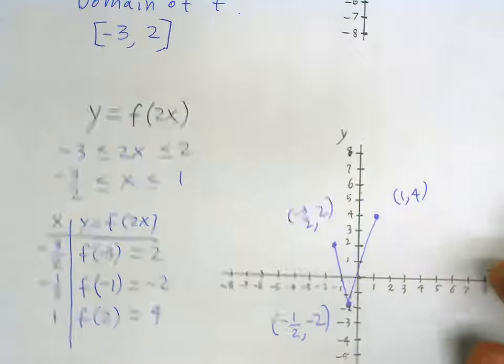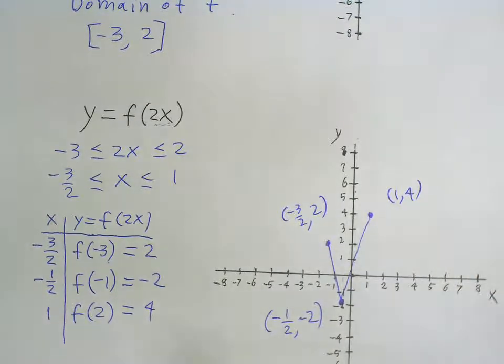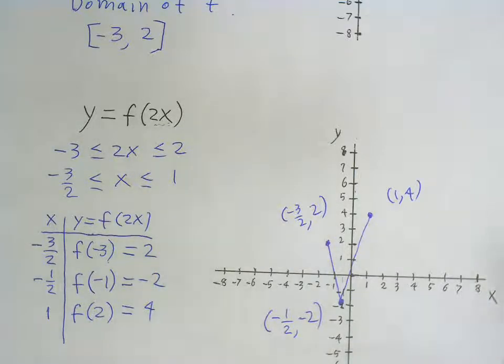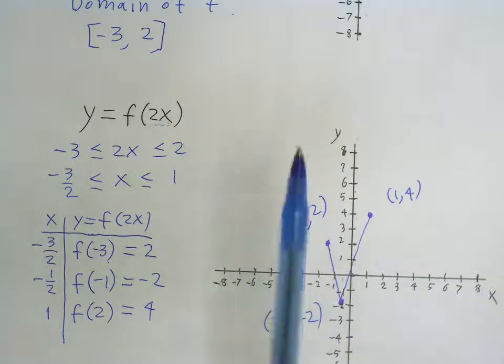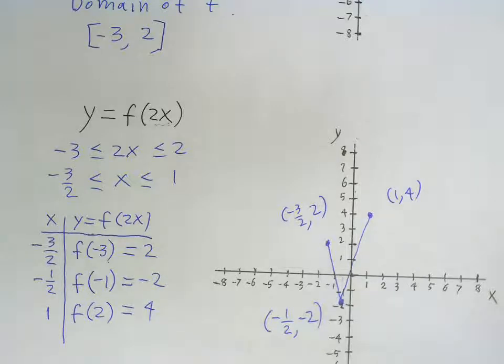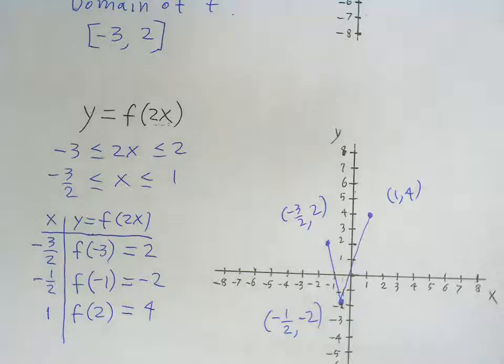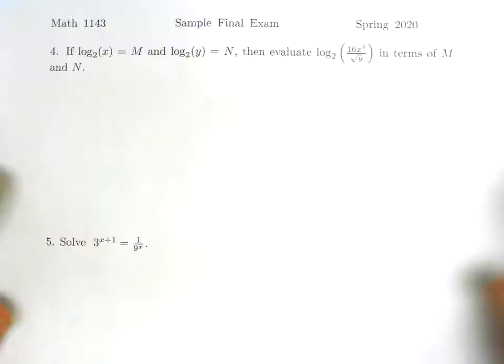So the geometric or graphical effect of f of 2x, or the graph of f of 2x, is the graph of f of x compressed horizontally by, it's 1/2 of what f of x is. It's a horizontal compression. Okay, let's move on to other examples.